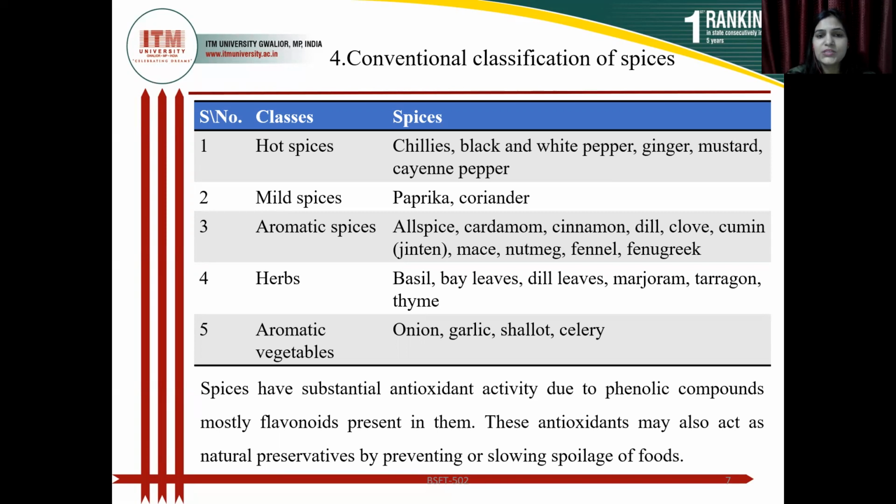Herbs are basil, bay leaves, dill leaves, marjoram, tarragon, and thyme. Aromatic vegetables are onion, garlic, shallot, and celery. So spices have substantial antioxidant activity due to phenolic compounds, mostly flavonoids present in them. These antioxidants may also act as natural preservatives by preventing or slowing spoilage of foods.